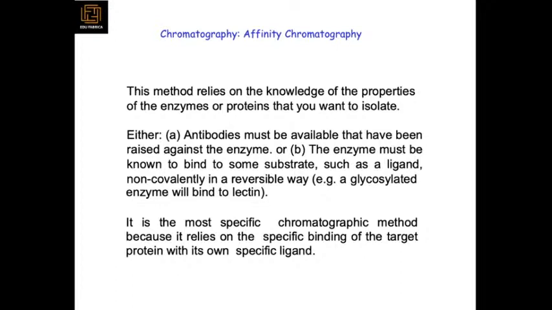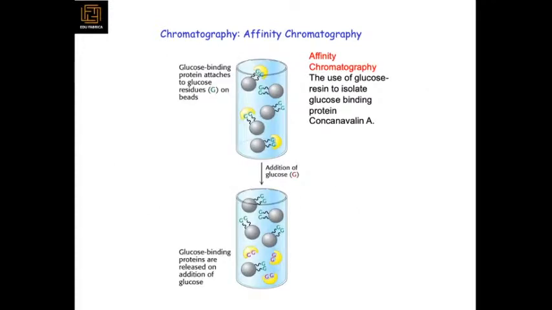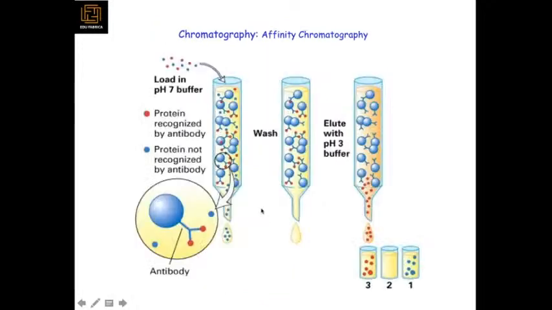So it is the most specific chromatographic method so far because specific binding is done to the target proteins with the specific ligands. So here is one cartoon of the same. You can see glucose binding protein attached to the glucose residues on the beads. There they are attaching. Then we add additional glucose to it, and those glucose binding proteins are released. Later on we can remove them according to the elution factor.